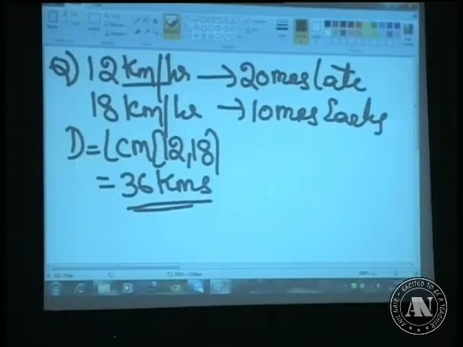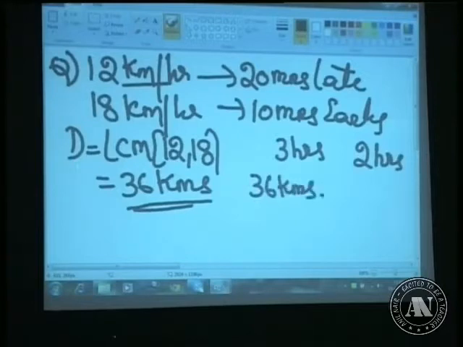What does that mean? In 1 hour, 12 kilometers. Am I right? 1 hour, 12 kilometers. To travel 36 kilometers, how many hours? Second day, how many hours? That means 36 kilometers is resulting in a difference in time, 1 hour, which is 60 minutes.